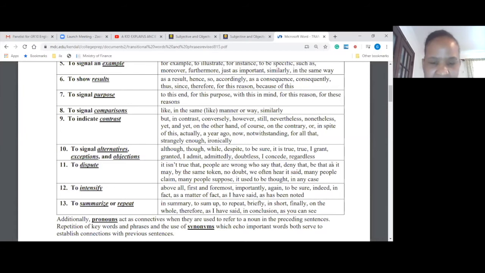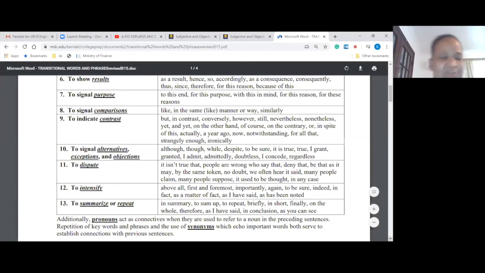In summary, to sum up, to repeat. In short, finally, therefore, in conclusion. Okay, so those are some of our transitional words and phrases. Those are the 13 main purposes. And I find that when information is presented like this, it's easier for you as students to use it when you're trying to improve your essays or even improve the way you speak, the way you communicate with others.